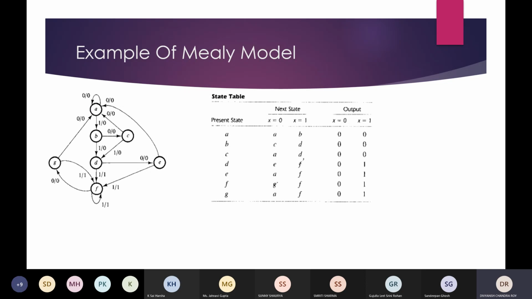This is an example of a state diagram of a Mealy machine. The inputs and outputs corresponding to a state transition are written over the directed lines, and the inputs and outputs are separated by a slash. So this is the main difference: for a Mealy machine, the output is written right behind the input. This is the output and this is the input.